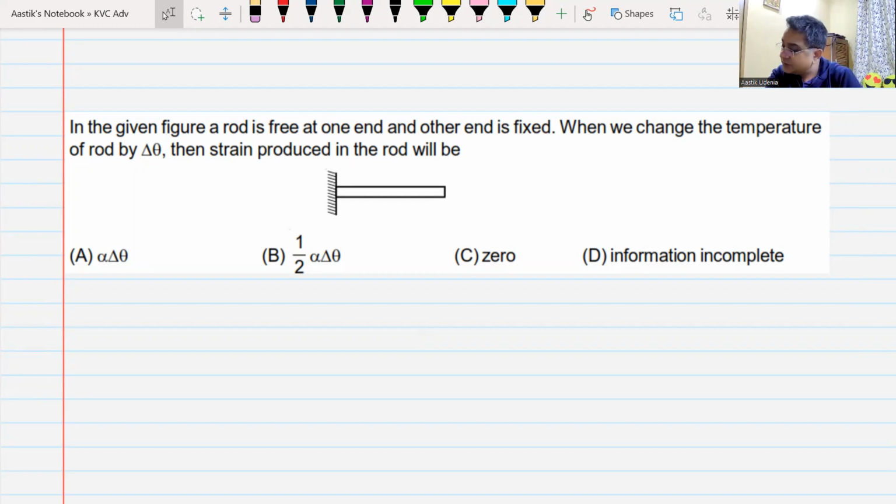What type of strain is produced in the rod? Alpha delta theta, sir. The rod is free to expand. So there is no strain produced and therefore there is no stress produced. Zero is the answer.